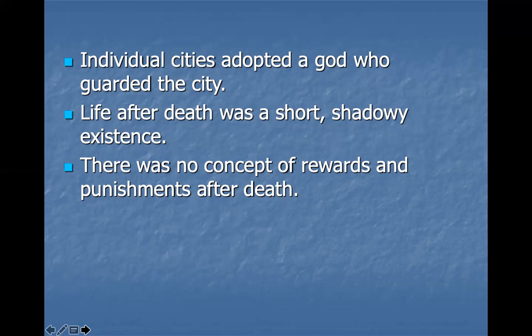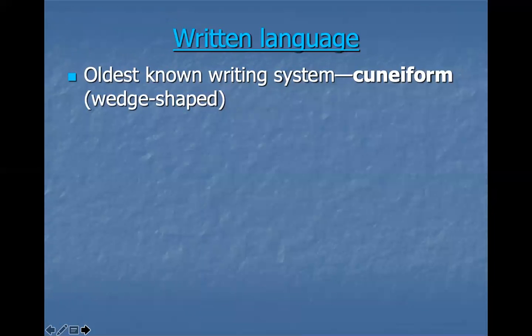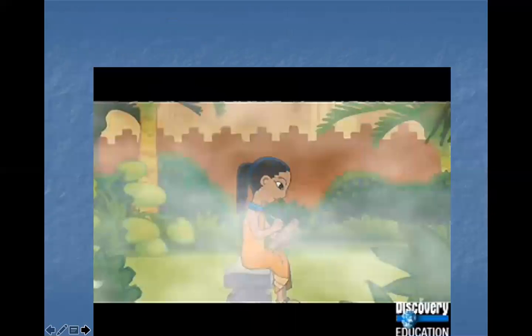When you watch the video of the little girl, she says Enlil is the god of this, and this is the god of our city. Ziggurats, temples made of baked brick, placed in layers and shaped like step pyramids. Written language is one thing that's not on your chart, but it's really important. Oldest known writing system, cuneiform, wedge-shaped writing.